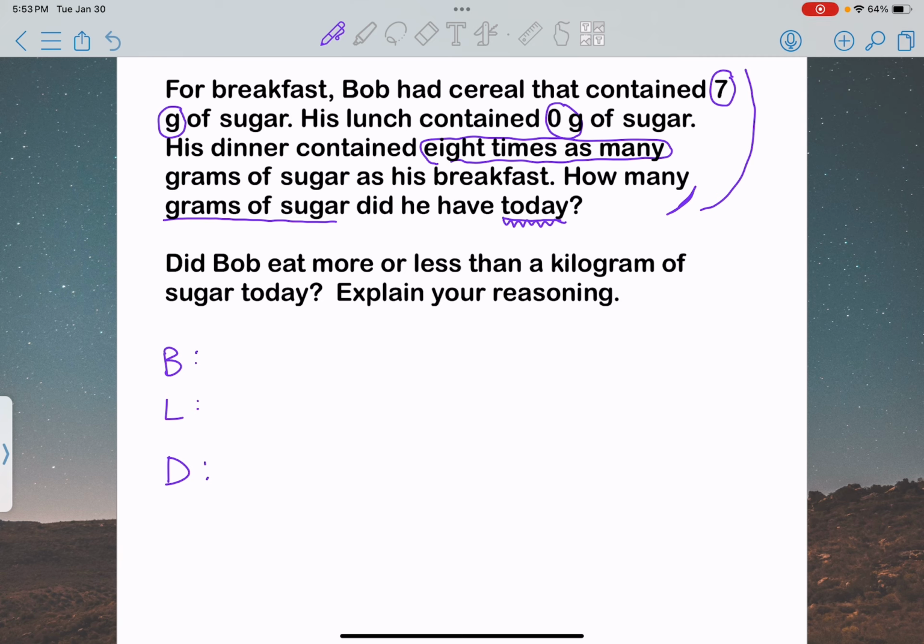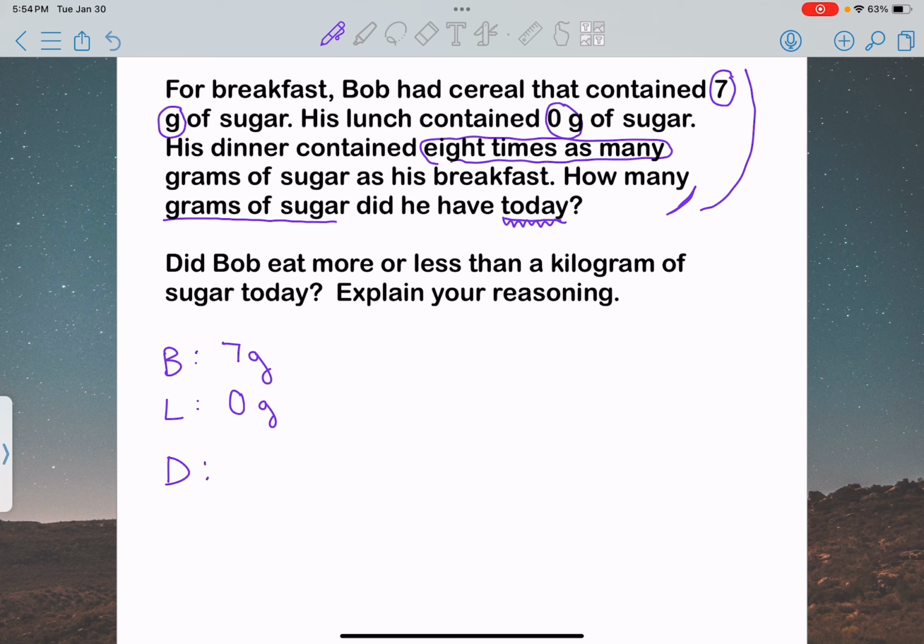For breakfast, Bob had cereal that contained 7 grams of sugar. Okay, no math to do. It just told us exactly what breakfast was. His lunch contained 0 grams of sugar. Okay, cool. That one just told us also 0 grams. His dinner contained 8 times as many grams of sugar as his breakfast.